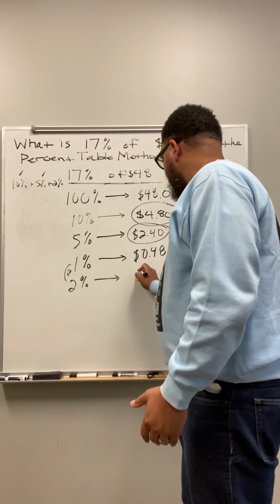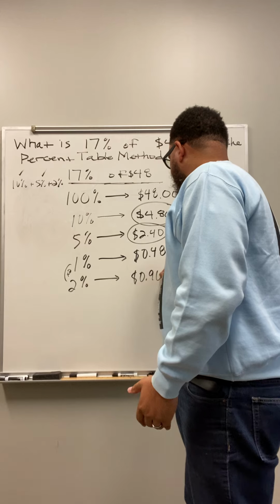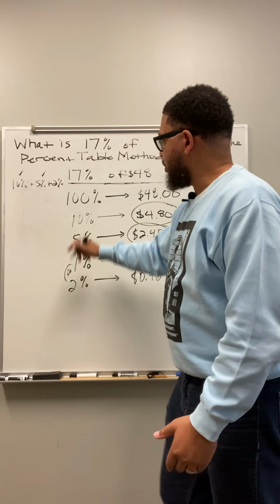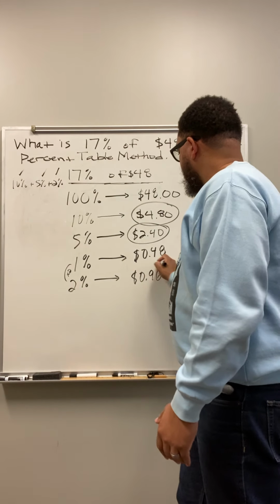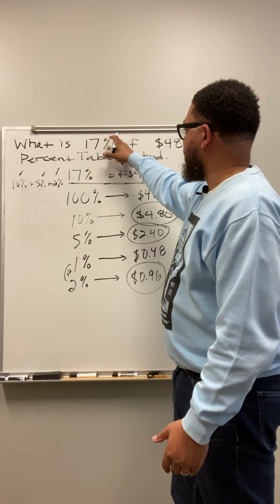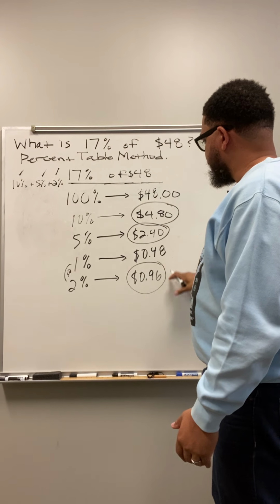So this is going to be 96 cents. So now I know my 2%. Now, in order to figure out 17%, I got to add up these 3 numbers.